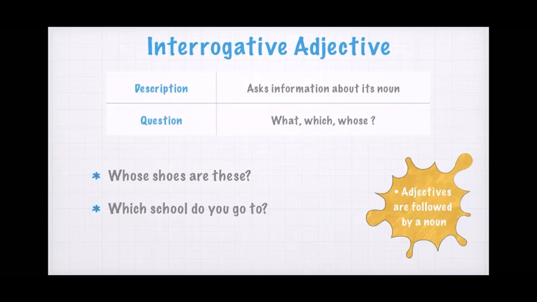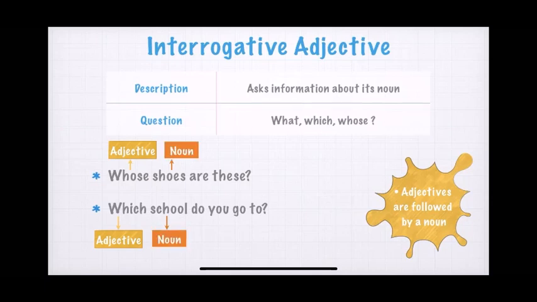What school do you go to? Which is used to ask a question about the noun school. So whose and which are the adjectives which are used to ask information about shoes and school, which are nouns. So whose and which are interrogative adjectives.